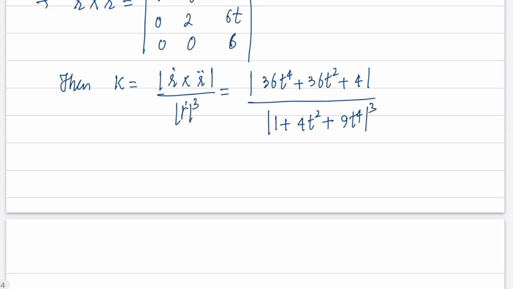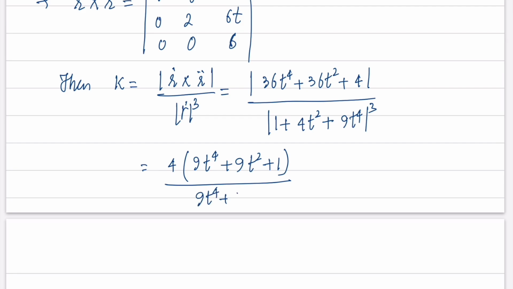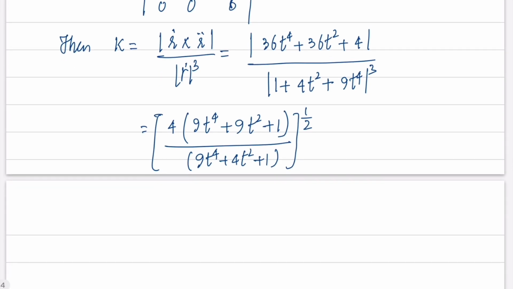Now by modulus we mean the square root of this thing. We can take 4 common from there, so it is 4 into (9t⁴ plus 9t² plus 1), whole divided by (9t⁴ plus 4t² plus 1) whole power 3 by 2. So that is the curvature of this curve at any point t.